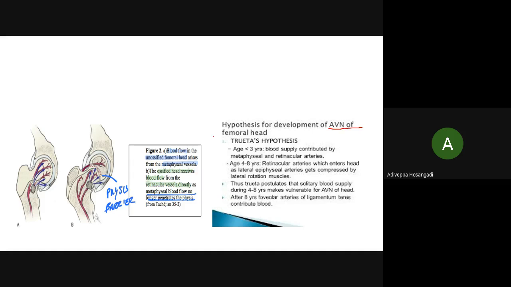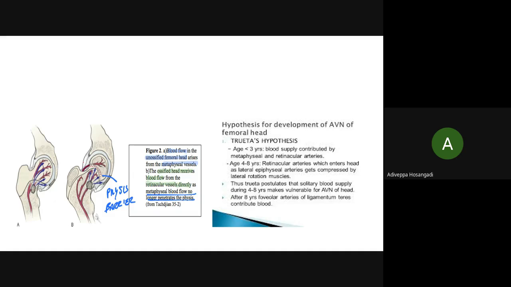So avascular necrosis of the femoral head, that is in Perthes. Please remember, see, in the child before the appearance of the growth plate, there is no growth plate yet. Before 4 years, there is no growth plate. So blood vessels go from the shaft into the head straight away. That is till 4 years.